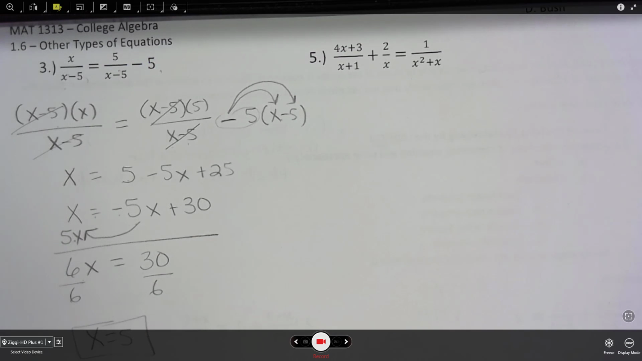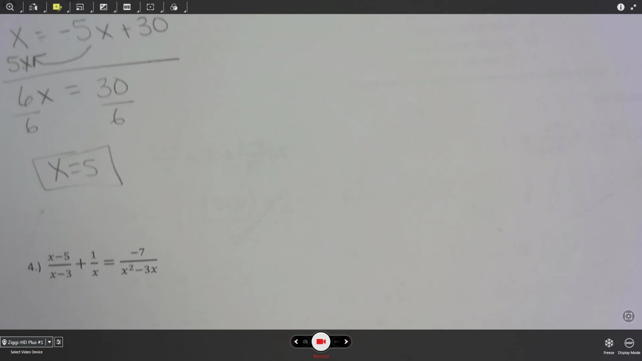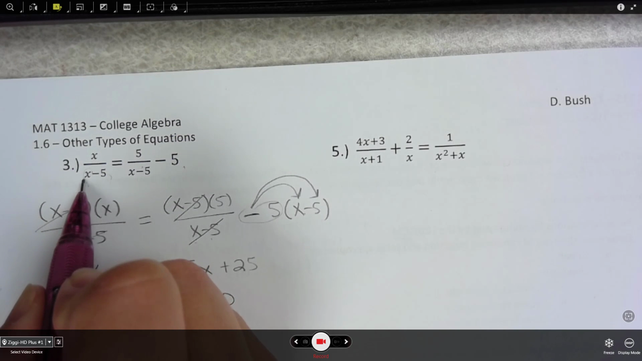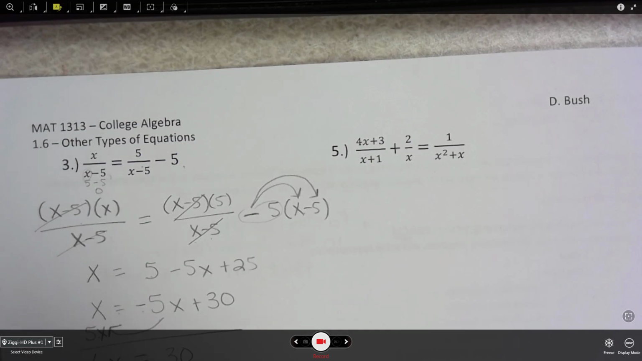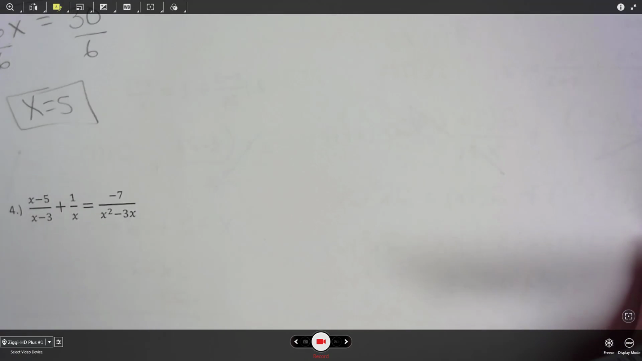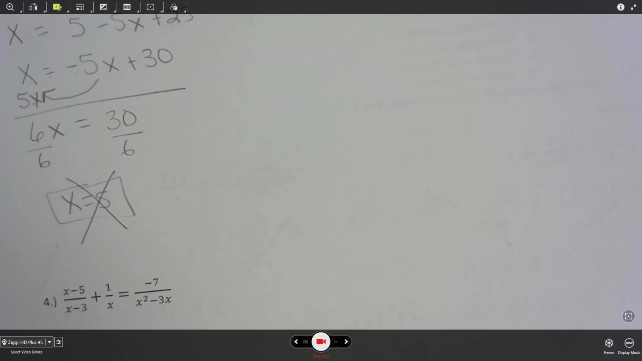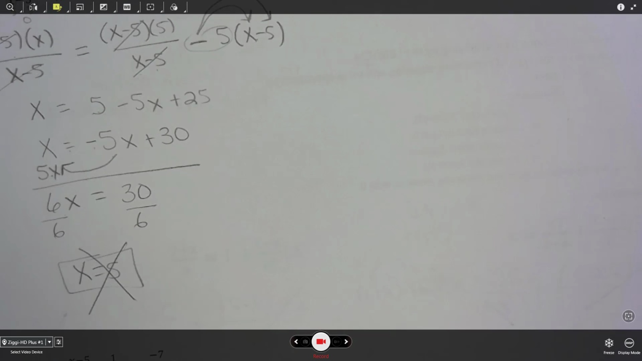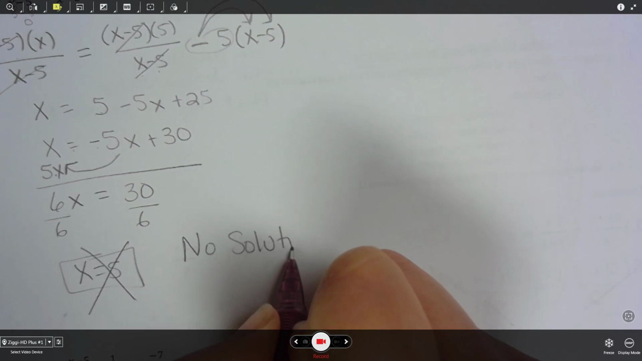All right, now I need to make sure that I take my solution and check it in the denominator. So if I look at my denominator, if I take my solution of 5 and I plug it in here, 5 minus 5, I get 0. And I cannot have 0 in the denominator. So that tells me that my solution of 5 is no good because it will make my denominator be a 0. And since there is no other solution to offer up, my answer will be that there is no solution.